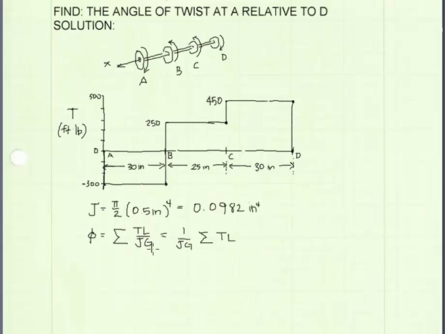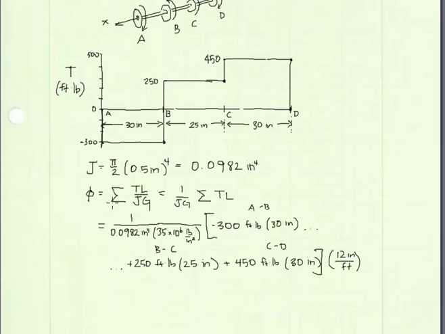Because J and G are constant in this problem, we can pull them out of the summation and sum our torques times our length. Using this equation, we are summing the angle of twist over the 3 distinct segments, A to B, B to C, and C to D. I've pulled J and G out of the equation. J is here. G is 35 times 10 to the 6th pounds per inch squared. And now I'm summing the torques times the lengths for the 3 sections.